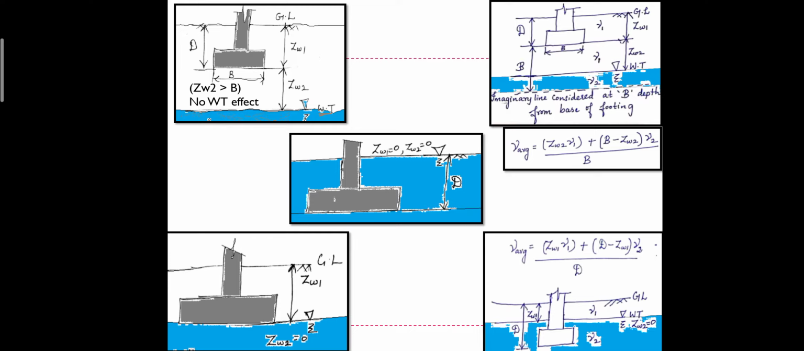And what is ZW1? Distance from the ground level to the base of the footing, or from the ground level to the water table. No ZW1 and no ZW2, they are 0 in the last case. There is no distance between them. அதனால ZW1 and ZW2 is considered to be 0 in the last case.